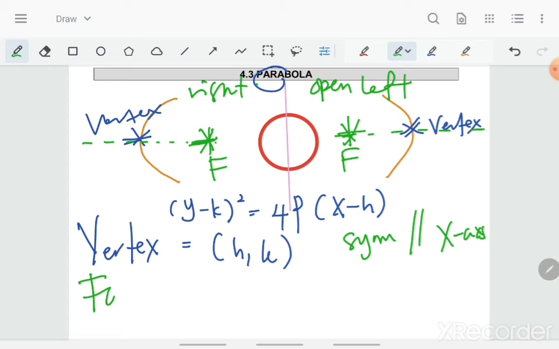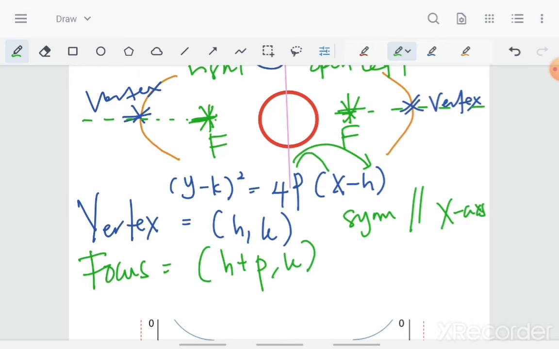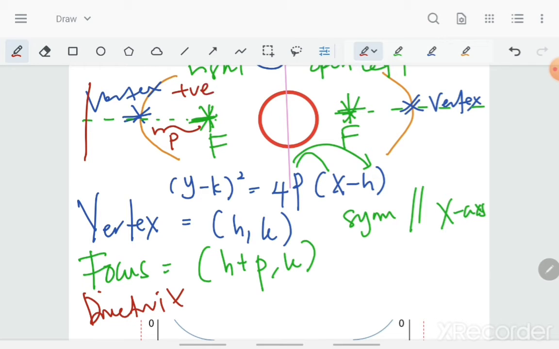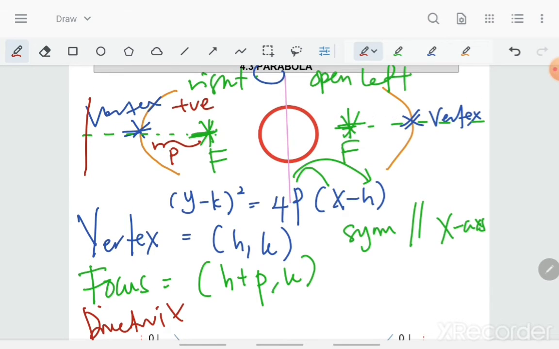So what is the coordinate of the focus? Look, p is beside x, and x is beside h. So we have h plus p, and k stays beside it, comma k. It's very simple. Let's move on to another case, the directrix. The directrix, the line, must be the opposite of the focus, that means parallel to the y-axis. If the distance equals p, is it positive? If on the right side it is positive. If on the left side, the value of p is negative.